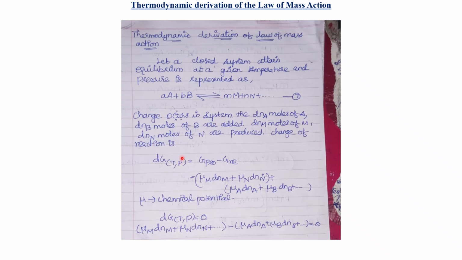So the change is defined by dG, the free energy. At constant temperature and pressure, it is equal to the Gibbs free energy of products minus reactants. So what is the Gibbs free energy change? It's mu_M dn_M plus mu_N dn_N minus mu_A dn_A minus mu_B dn_B, where mu is the chemical potential. At constant temperature and pressure, this is equal to 0. So this equation is equal to 0.